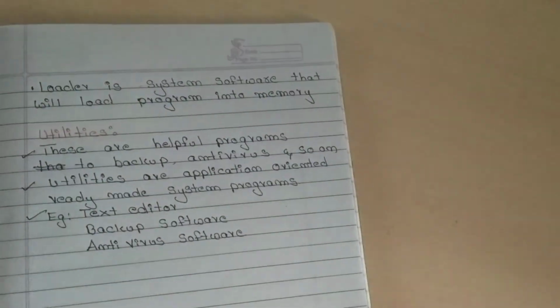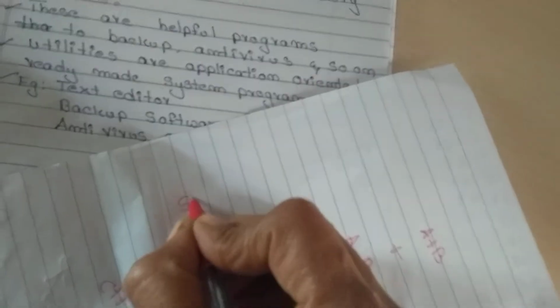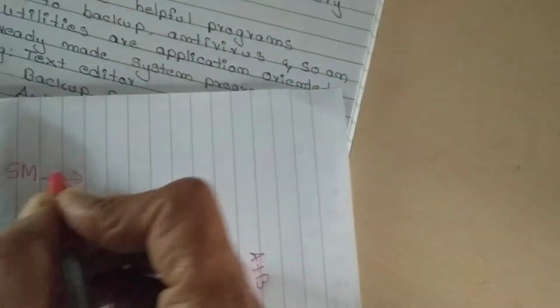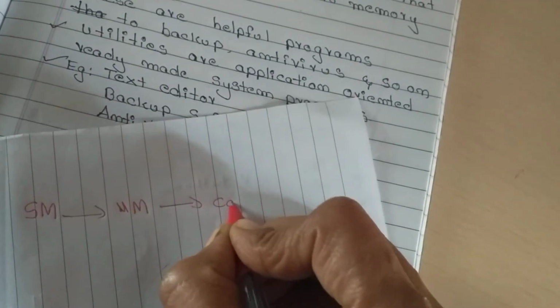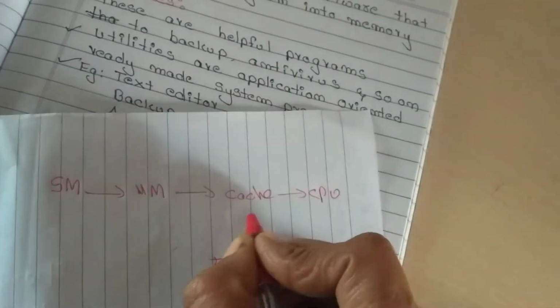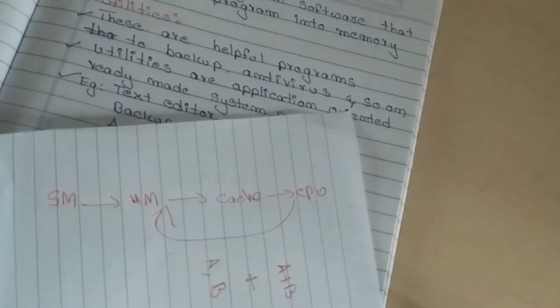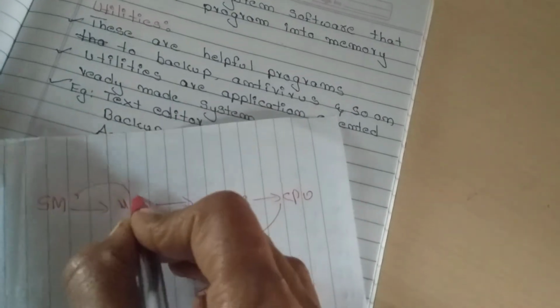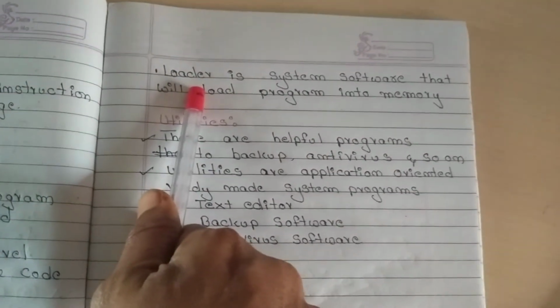Then what is a loader? I told you, the program first will be in secondary memory. At the time of execution, it has to be brought to main memory. From main memory, it will be stored into cache memory. Then CPU will interact. CPU can speak with cache memory or with the help of main memory. Means the program is shifted from one place to another place. Who will help? Our loader will help, students.